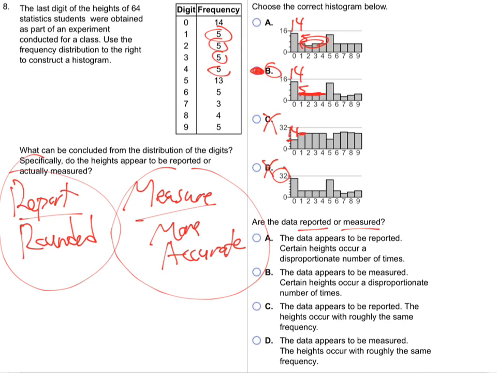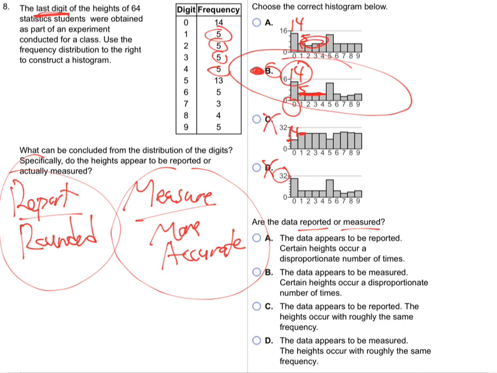Well, how do you know, because we don't know what they did. We're just looking at this picture of the data, which is just a measure of their last digit. So how do we know from that? Well, you see how 14 of them ended with a 0? Most of them ended with a 0. Is that going to happen if you're measuring? Just came out right on 70, 60, 50, 40? No. Those are people rounding their numbers. That's why you're getting so many zeros.